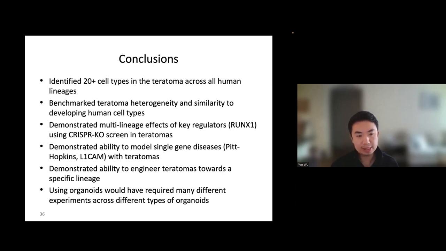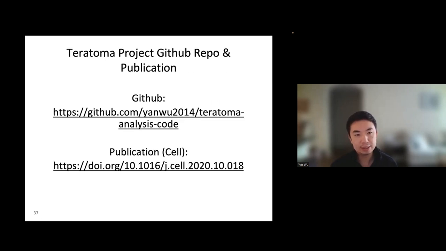And as an example, using organoids or other types of 3D models would have required different types of organoids and multiple experiments in order to see the same effects that we were able to see. And the teratoma, again, is also vascularized. So it has the potential, theoretically, to achieve this type of maturity and size.